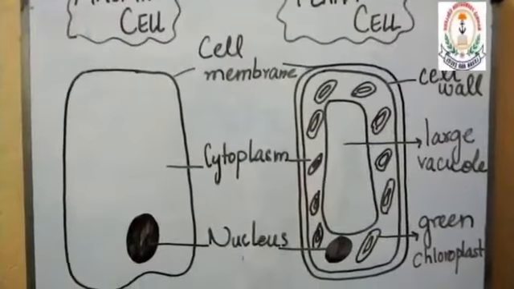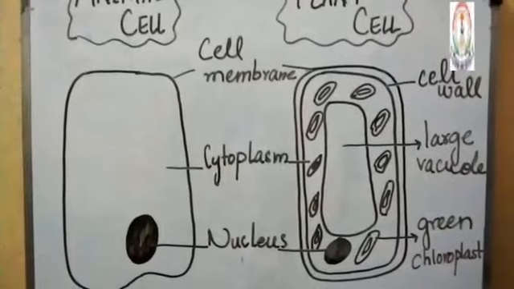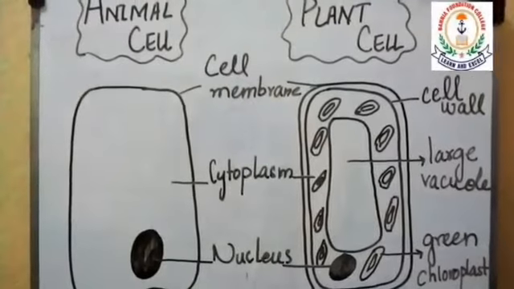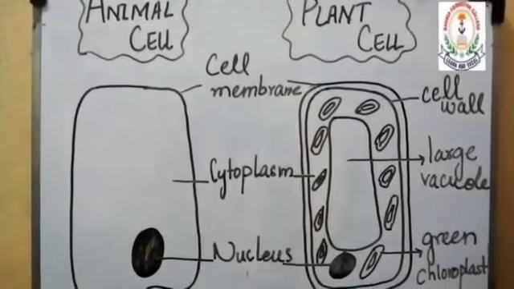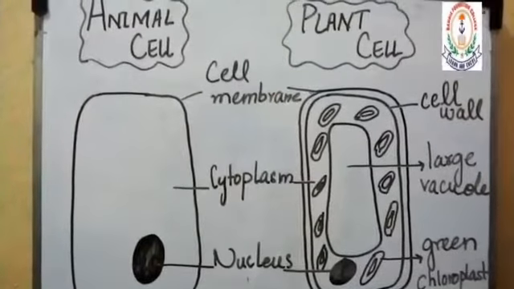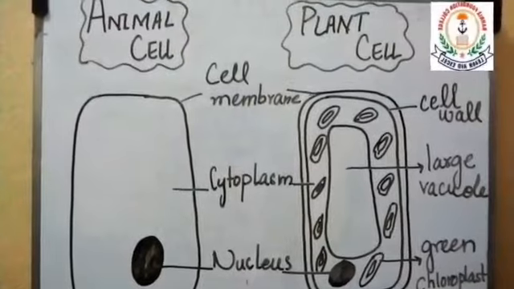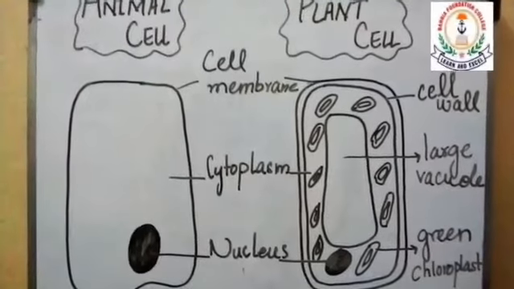It helps the plant cell keep its shape. Then comes the large vacuole. The vacuole is a large space in the middle of the cell. It is filled with a fluid which is known as cell sap.